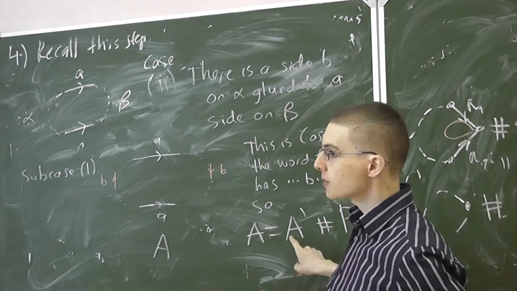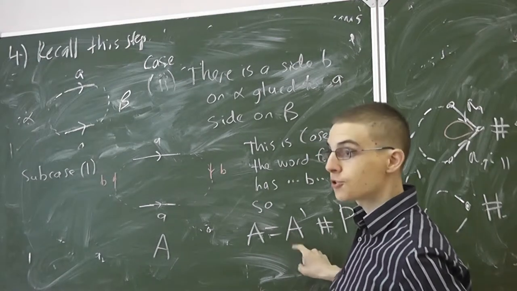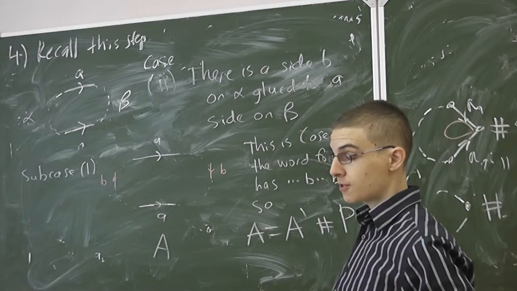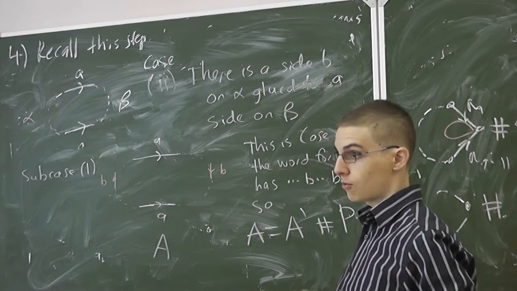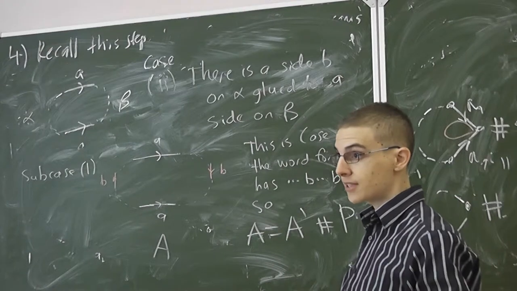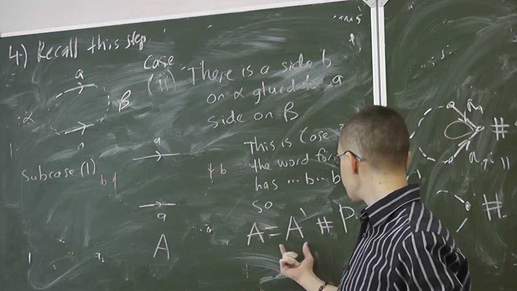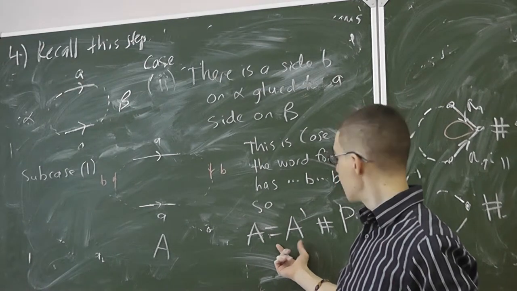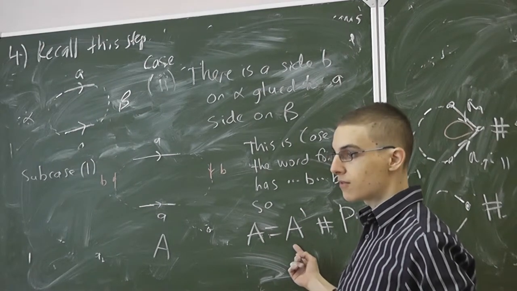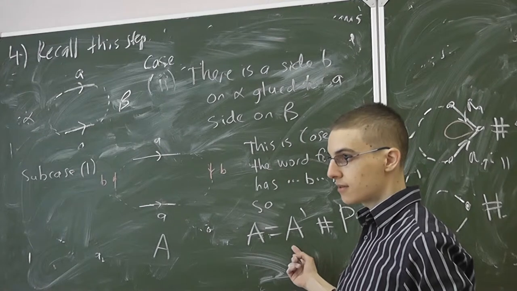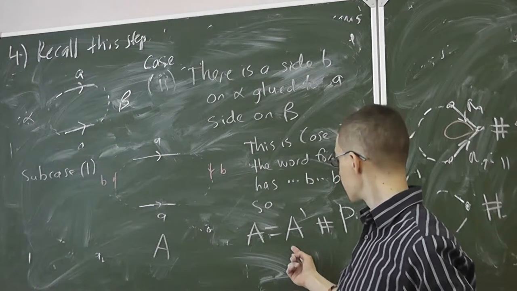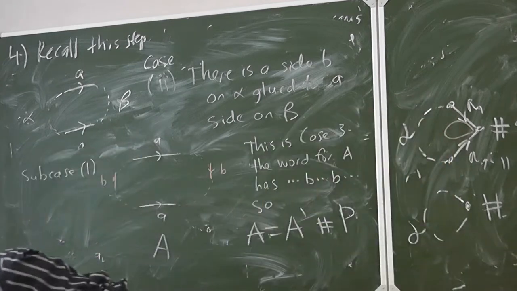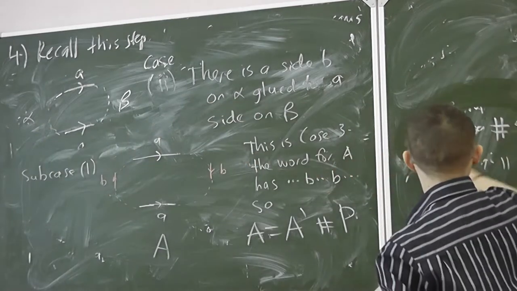we assume, well, our inductive statement is true for all surfaces with n or fewer distinct edges. So in particular, for A prime, because it has n or fewer distinct edges, this is a connected sum of projective planes or tori. Okay. So A has at least n plus 1 distinct edges.